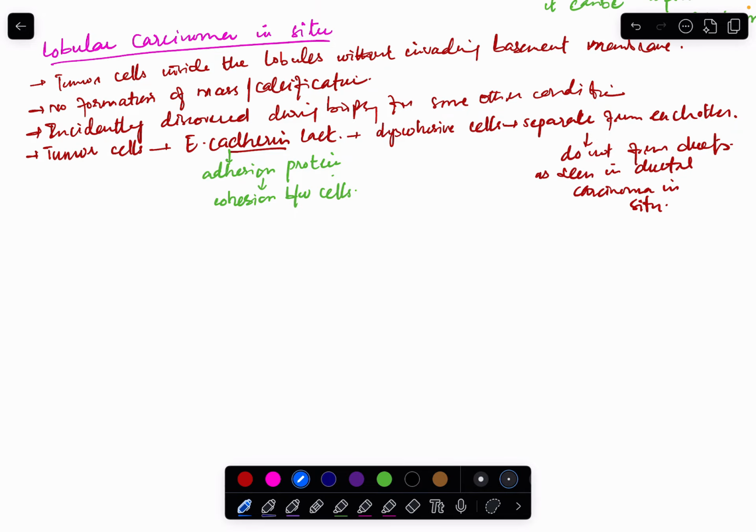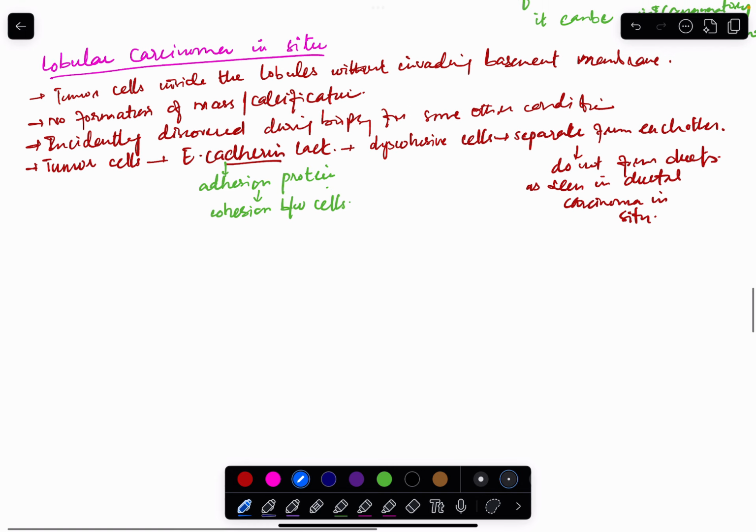What is the treatment of lobular carcinoma in situ? Well, the treatment for ductal carcinoma in situ is tamoxifen. Tamoxifen is the treatment of lobular carcinoma in situ.